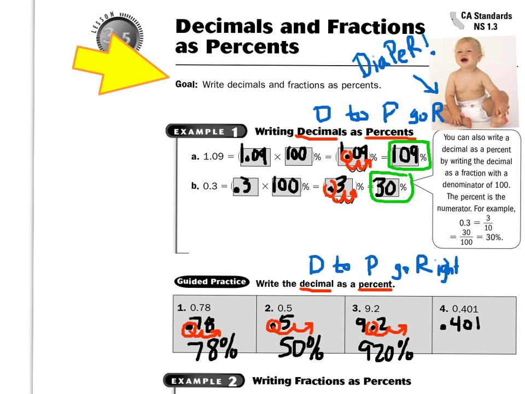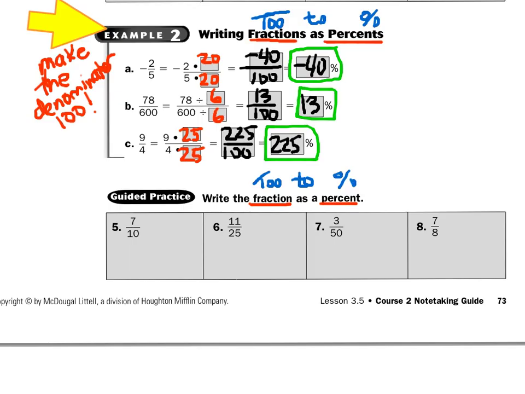And then if I take a look at number 4, I grab my decimal point and again I move it 2 places to the right. And so that would give me 40.1%. And I've just changed all of those into percentages.